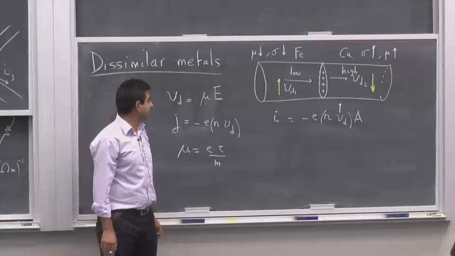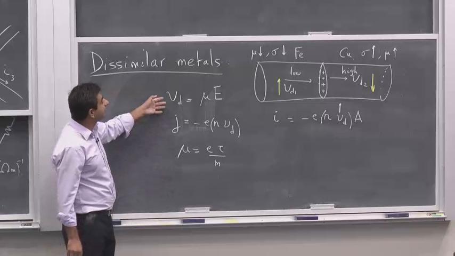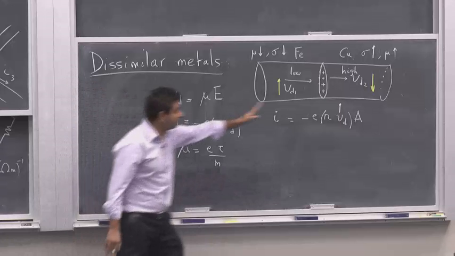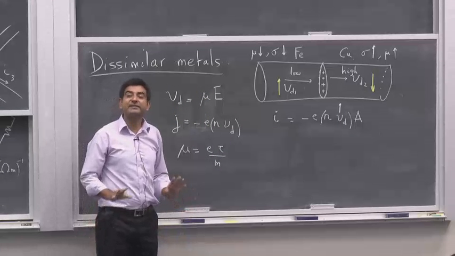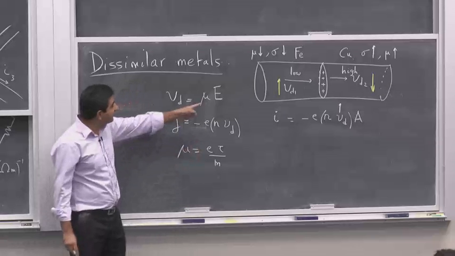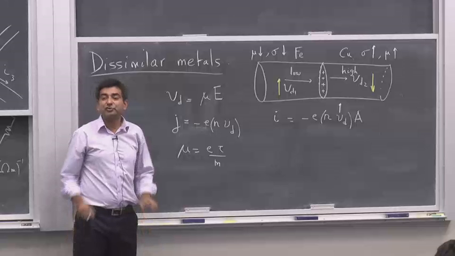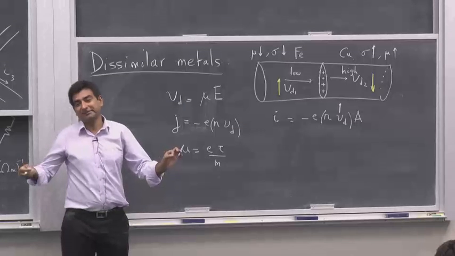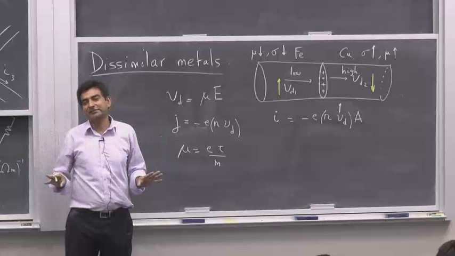And remember, in general, if you would like to have the same drift velocity in two mediums, the object with a higher mobility will require a smaller electric field. So better conductors will require smaller electric fields for conduction.